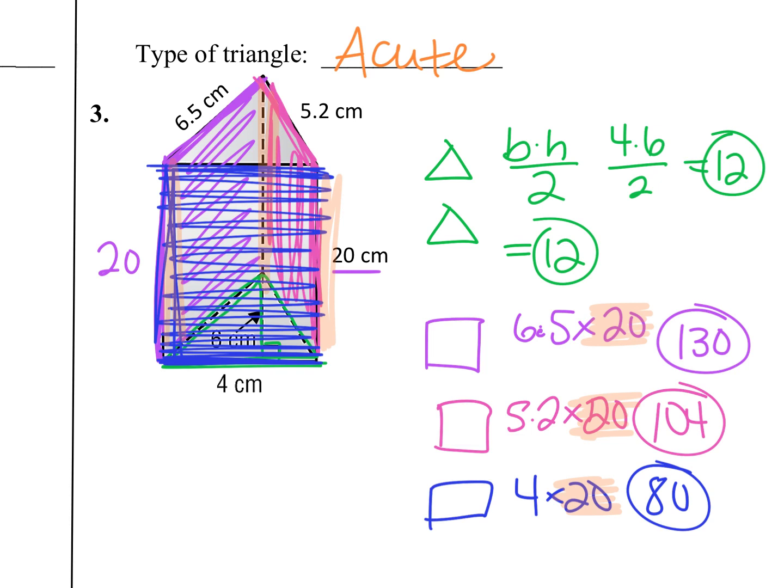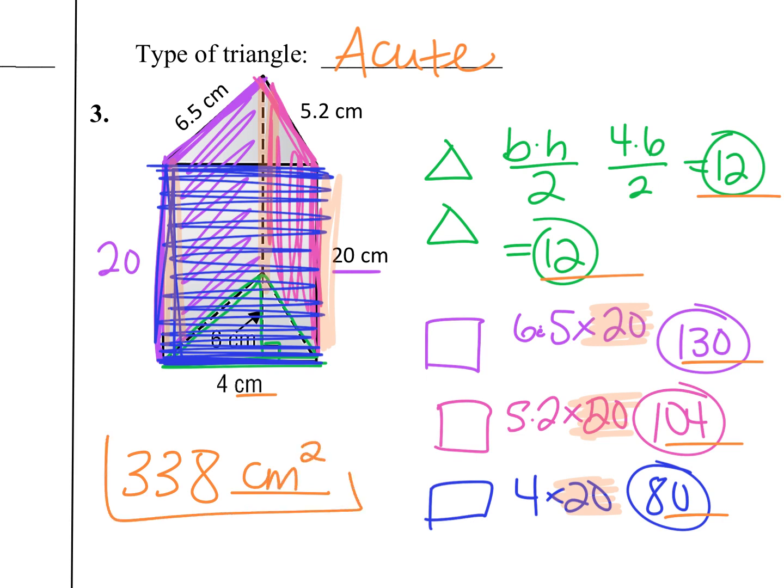And lastly, we're going to add all of these numbers that I've circled together. And when I do so, I end up with a surface area of 338. And don't forget my label, centimeters squared, because it's area.